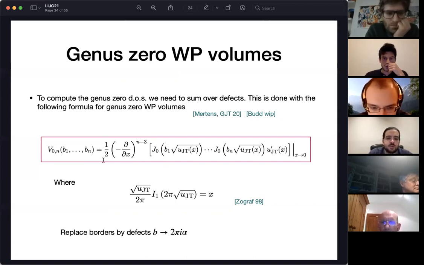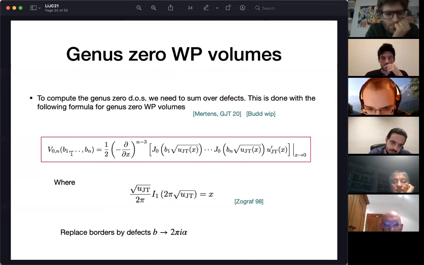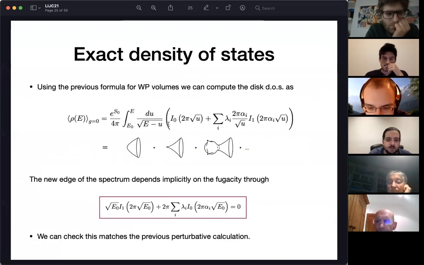That's something we need to know if we want to make a connection with random matrices. So at genus 0, we can write this exact formula for the Weil-Petersson volumes. Maybe ignore the details, but it's in terms of a function u of x, which is defined implicitly in this way. This is for the case with boundaries, and for defects, we can do this analytic continuation. When you sum over defects in the disk, you get this formula. It's explicit, but a little ugly, but it is what it is. It is an integral over this parameter u, and it depends on the energy and the parameters of the defects, lambda and alpha. And it depends on E naught.